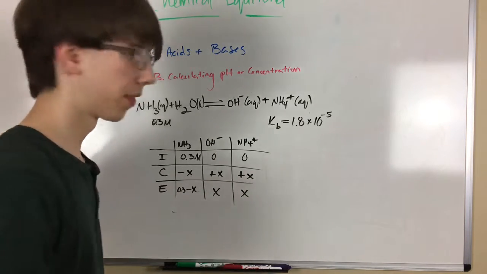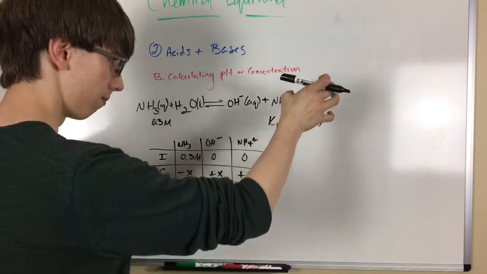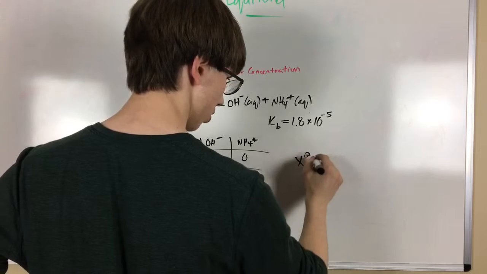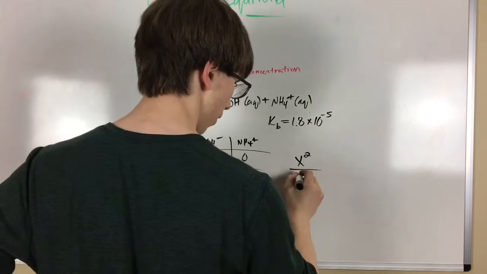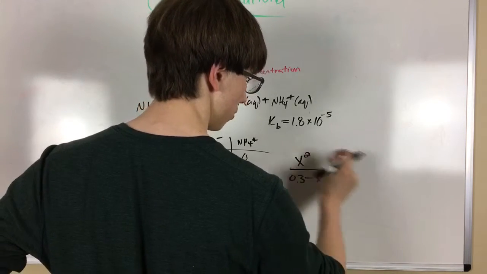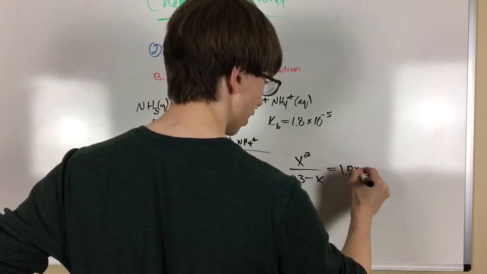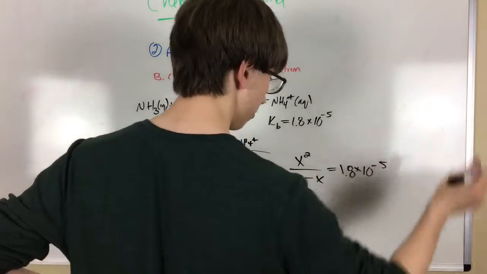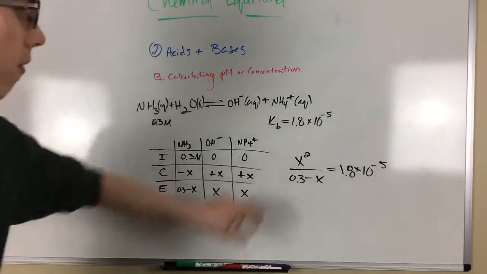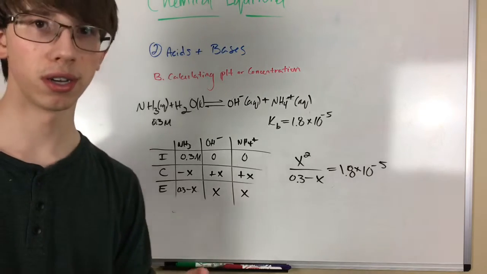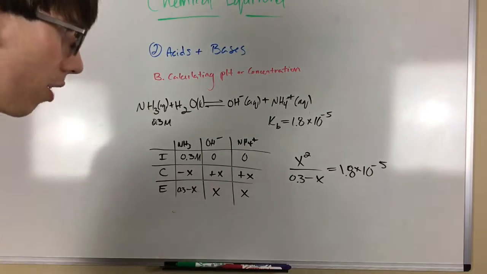Our equilibrium expression or equation: x times x, so x squared, over 0.3 minus x is equal to the Kb, 1.8 times 10 to the negative 5. When we solve for x, we're solving for the hydroxide concentration, and that's important. And I'll explain to you in a little bit.